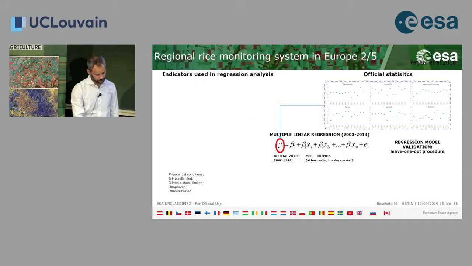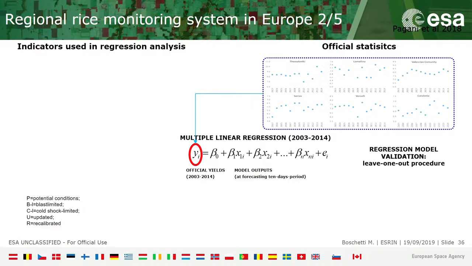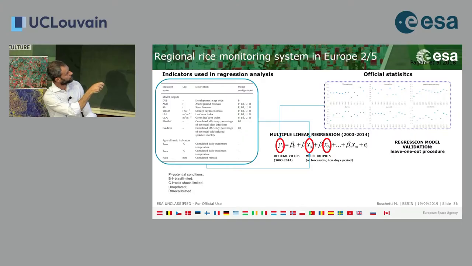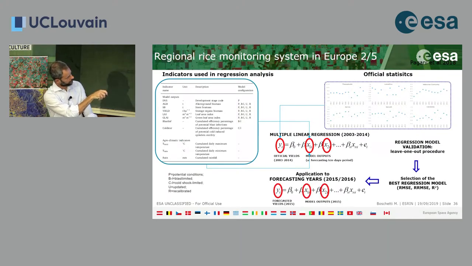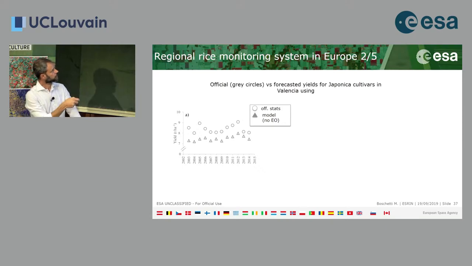So when we do that, it is a multilinear regression in our system: here is the official statistics, and here are the indicators that come out from the model. Some of them are forced with remote sensing information. When you have calibrated that, then you can apply it to predict the next year. So this is an example, the last two slides. That's all the official statistics for an area in Spain, and this is what the model estimates. They are following the same trend, but not the absolute value.